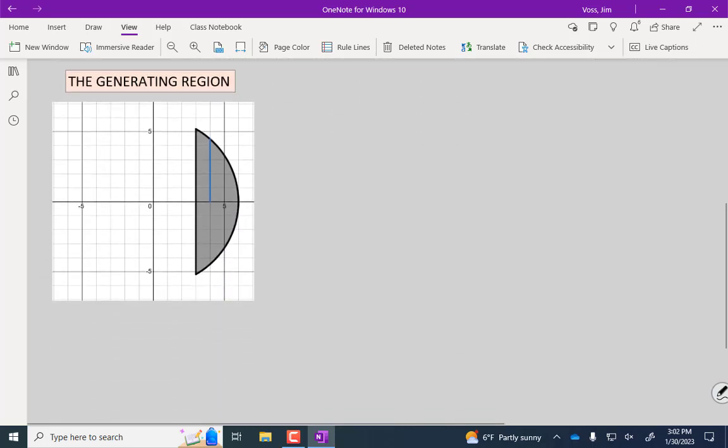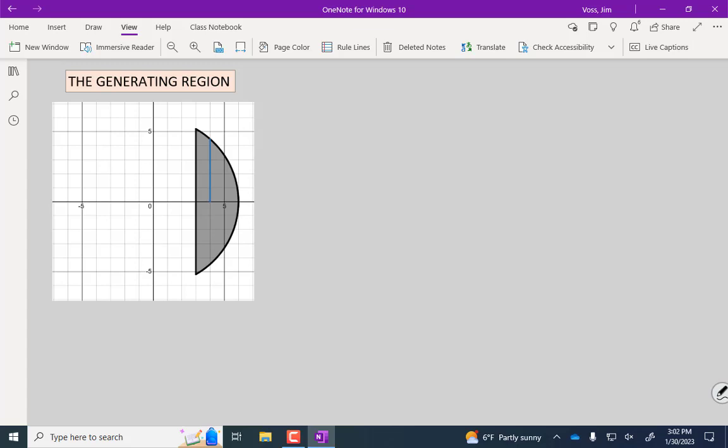So this is going to be the generating region for the napkin ring. If we rotate this region right here all the way around the y-axis, we'll get the napkin ring. We can use symmetry because the top half of the napkin ring and the lower half are the same in volume. So we'll use symmetry. We'll focus on this region in quadrant 1.